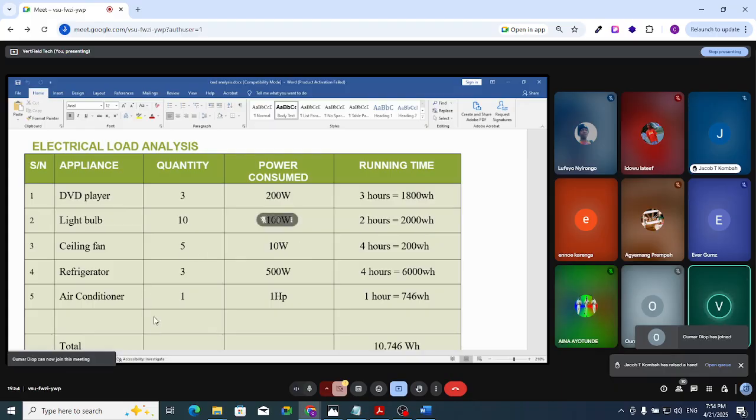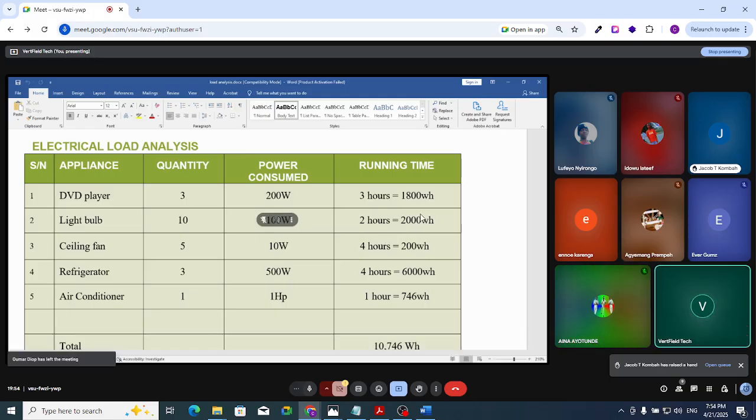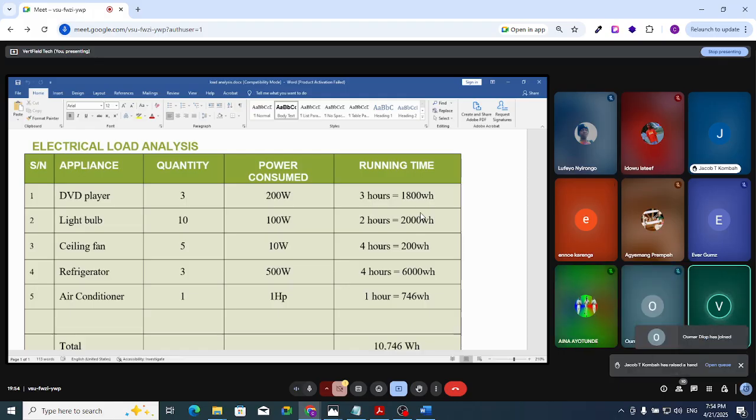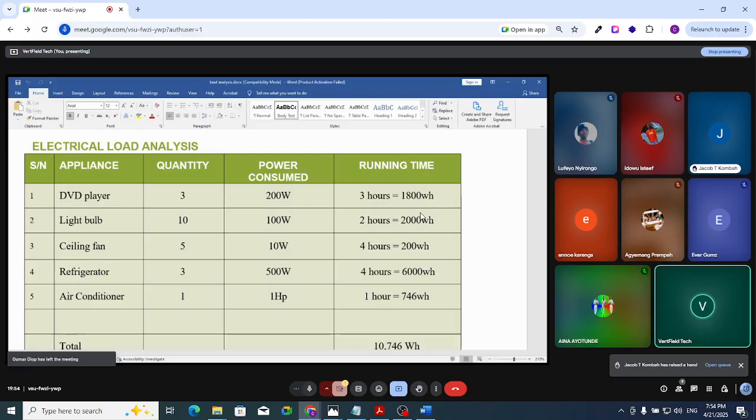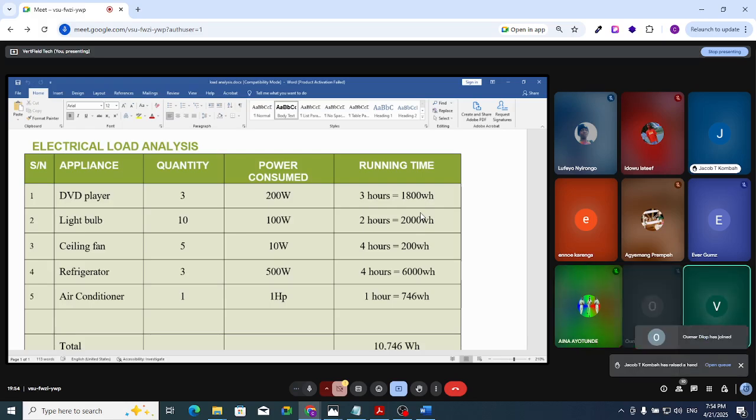All right. So the total energy consumed by that facility is 10,746 watt hour. This simply means that this is the energy being consumed by that facility. Therefore, we are now in the next phase of this course. In the next phase of the course, we will be looking at the various designs for the various sizes of your solar components. All right. Questions, please.